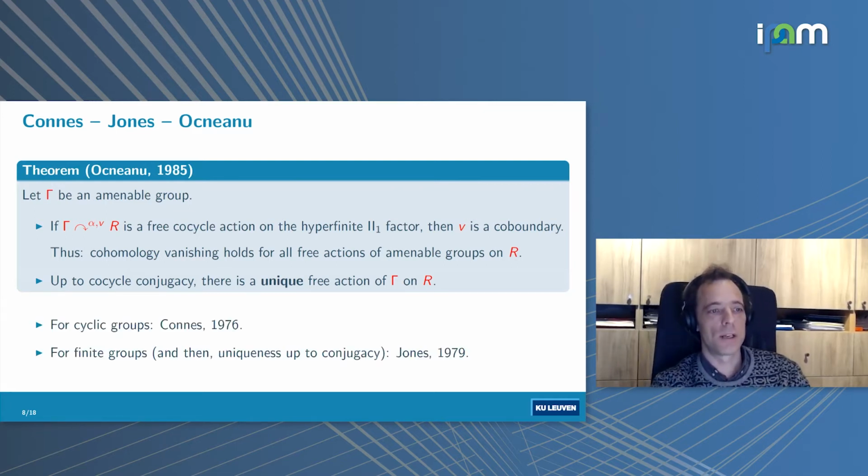Now, there are two other names attached to that. So Alain Connes did that first for cyclic groups, so both the finite cyclic groups and the group Z. And then for finite groups in general, it was done by Vaughan Jones. And in the case of finite groups, but really essentially only for finite groups, you don't need the cocycle in the cocycle conjugacy question. There you really get uniqueness up to conjugacy.